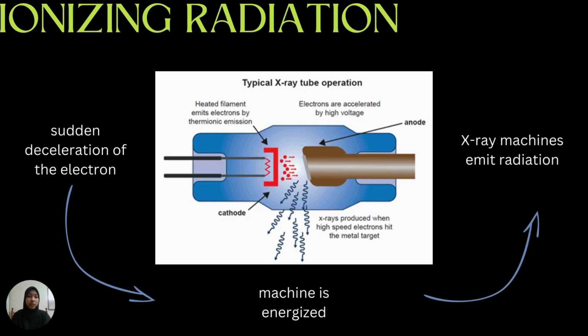Next, for the X-ray tube, typically X-rays are produced by the sudden deceleration of electrons in the strong field of the target nucleus. Only when the machine is energized will the X-ray machine emit radiation. But when the high voltage is disconnected, no X-rays are emitted.